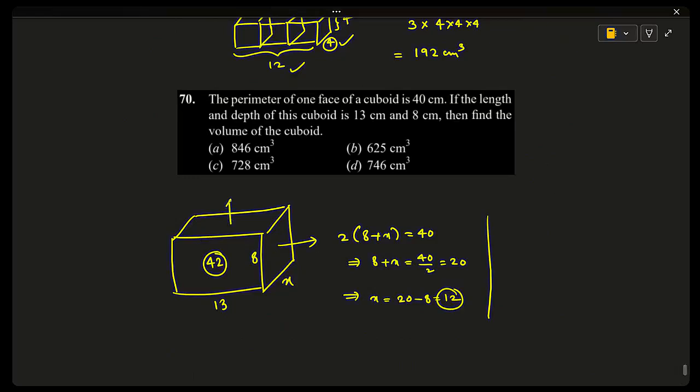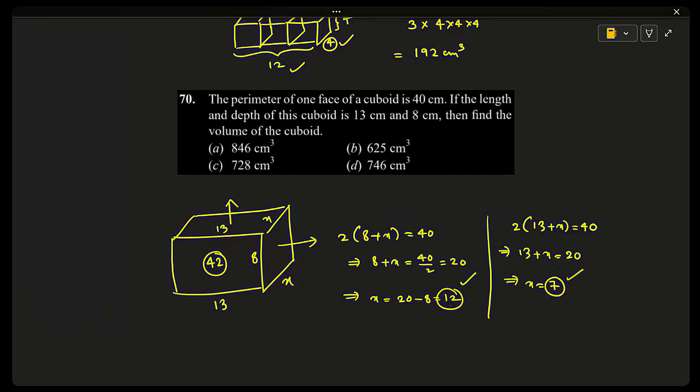But this face also can be 40. In that case, this will be 13 and this will be x. So 2 into 13 plus x is equal to 40. If that face has perimeter 40, then 13 plus x is 40 by 2, which is 20. Transpose 13 to the other side: 20 minus 13 will be 7. So both possibilities are there. That means x may be 12 or x may be 7.